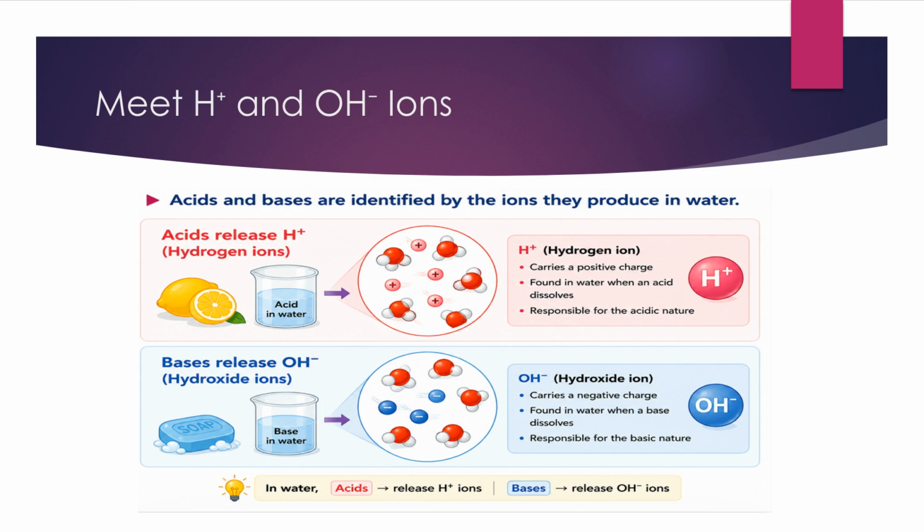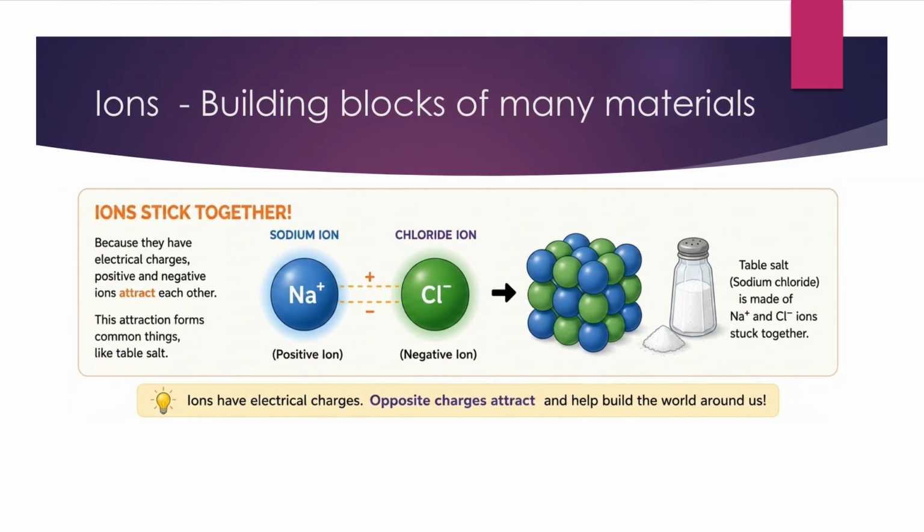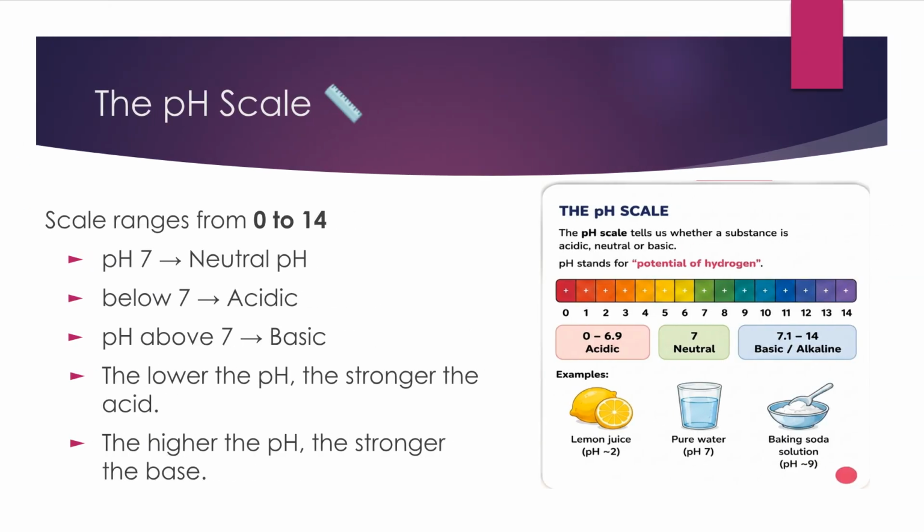Acids release H+, or hydrogen ions, which are responsible for the acidic nature. Bases release OH-, or hydroxide ions, responsible for the basic nature. Ions are the building blocks of many materials. Because ions have electrical charges, opposite charges attract, helping to build compounds like table salt, which is made of Na+ and Cl- ions. pH is a numerical scale that helps measure the acidic, basic, or neutral nature of a solution.